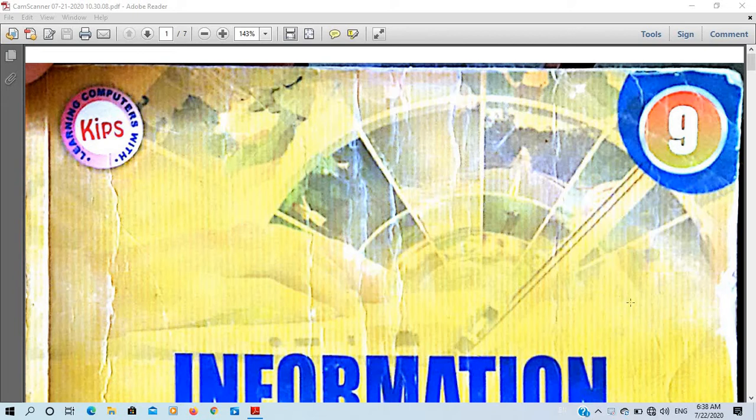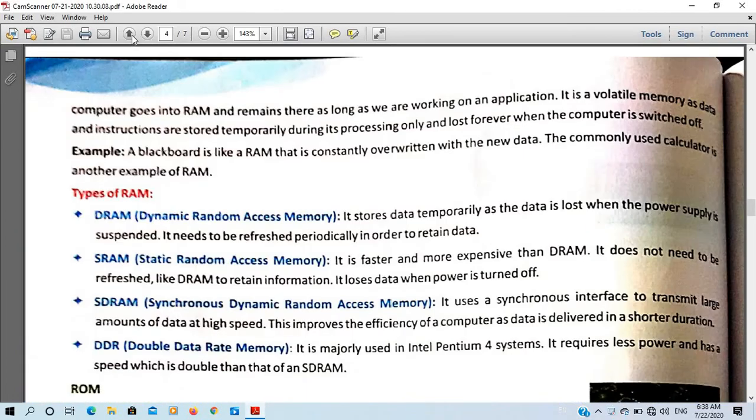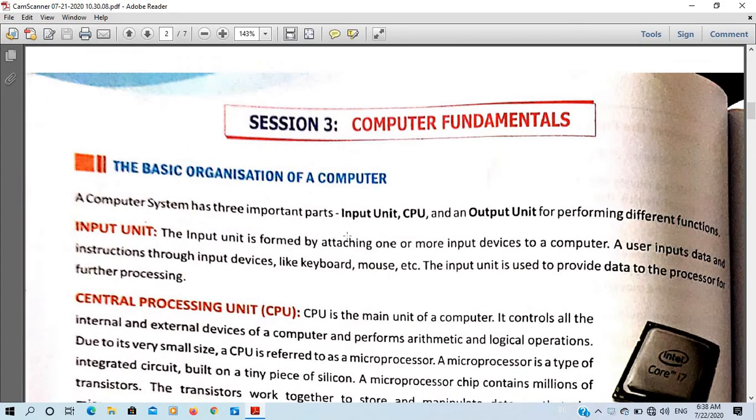I'm starting a new session. It is session 3, Fundamentals of Computer. It is from the KIPS book. Fundamental means basic, you know very well. So we are going to learn about the basics of computer.